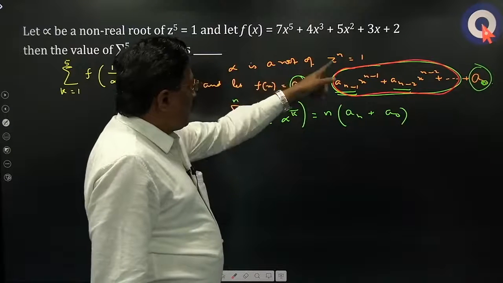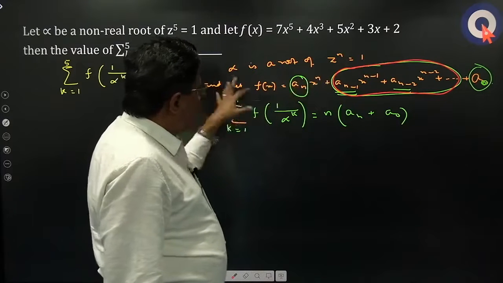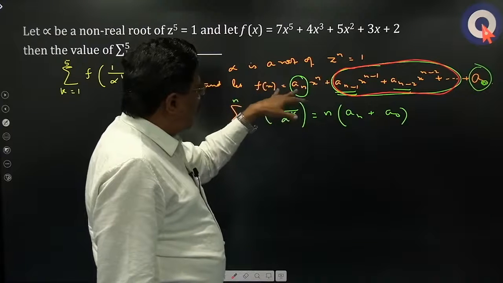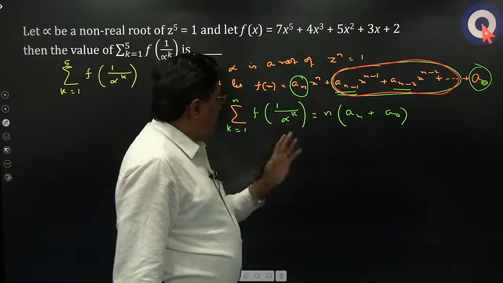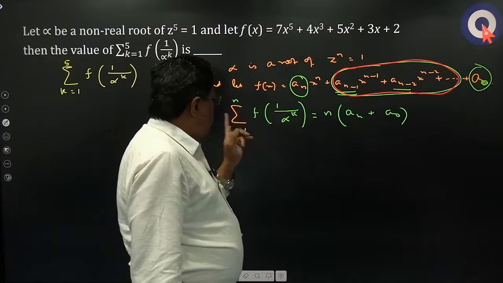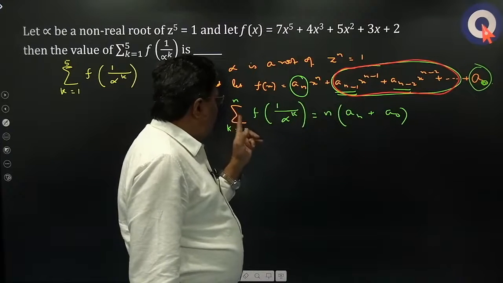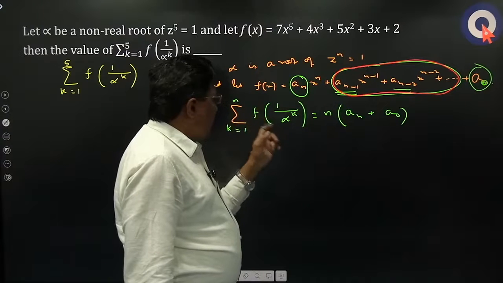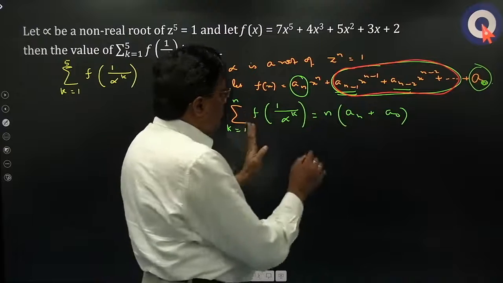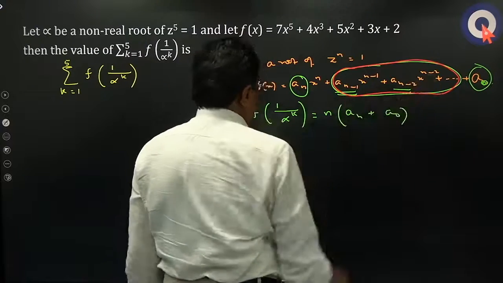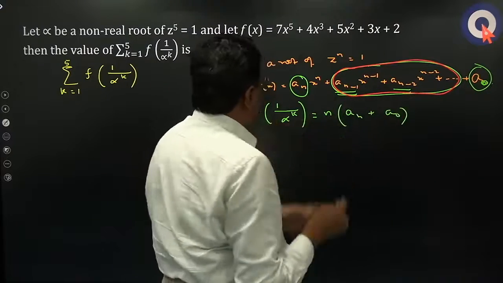Alpha is the root of z power n is equal to 1, and let f(x) is equal to the polynomial a n x power n plus a n minus 1 x power n minus 1 plus so on up to a naught. Then the summation sigma k is equal to 1 to n, f of 1 by alpha power k is equal to n into a n plus a naught. So it doesn't matter what these terms are. So the result is interesting that way.